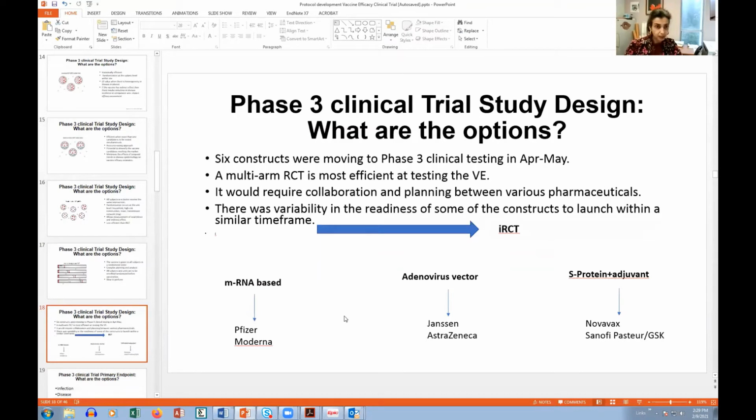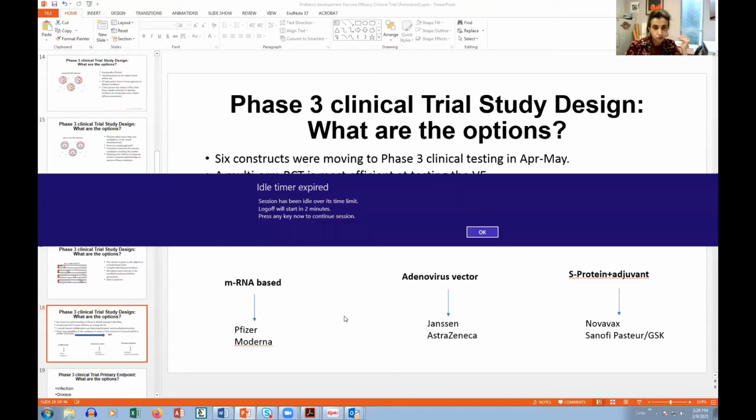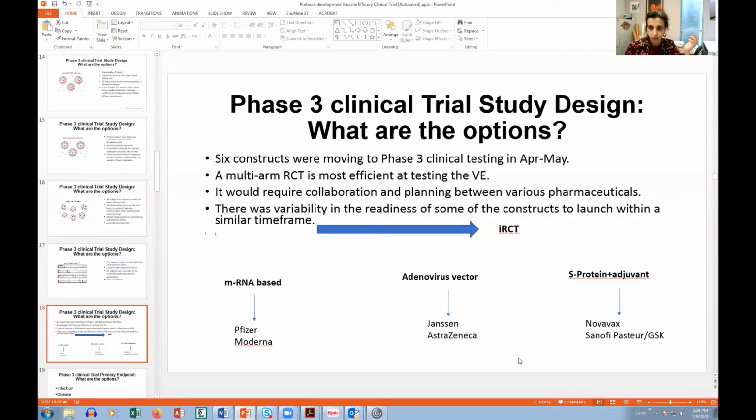So arguably, since 6 constructs were moving into phase 3 testing, and we knew by April, May who the manufacturers were that were furthest along, a multi-arm randomized controlled trial would have been the most appropriate or efficient way of testing the vaccine efficacy. But that would require collaboration and planning between various pharmaceutical companies. There's also variability in terms of the readiness of some of the constructs to launch within a similar time frame. So it ended up being individualized randomized clinical trials.